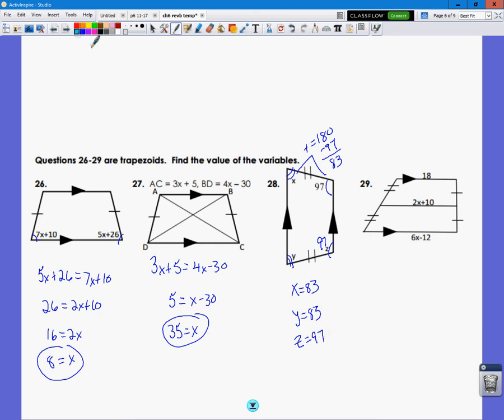It takes two mid-segments to be equal to the sum of the two bases. So I'm going to take 2 times 2x plus 10 and set it equal to 6x minus 12 plus 18. Distributing, 4x plus 20 equals 6x plus 6. Subtracting 4x, 20 equals 2x plus 6. Subtracting 6, 4 equals 2x. So x is equal to 7.